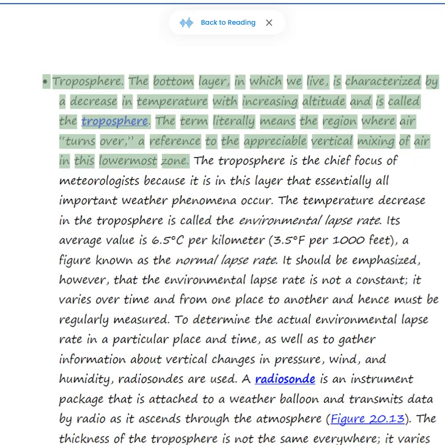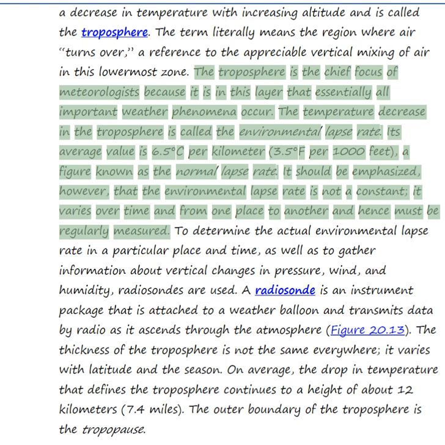Troposphere. The bottom layer, in which we live, is characterized by a decrease in temperature with increasing altitude and is called the troposphere. The term literally means the region where air turns over, a reference to the appreciable vertical mixing of air in this lowermost zone. The troposphere is the chief focus of meteorologists because it is in this layer that essentially all important weather phenomena occur. The temperature decrease in the troposphere is called the environmental lapse rate. Its average value is 6.5 degrees Celsius per kilometer, a figure known as the normal lapse rate.